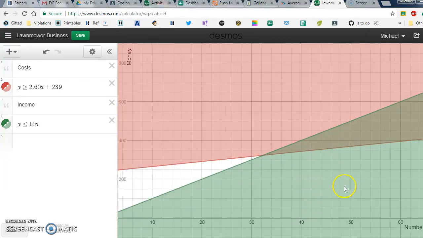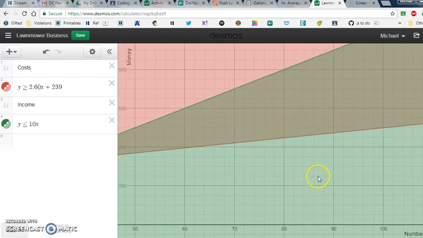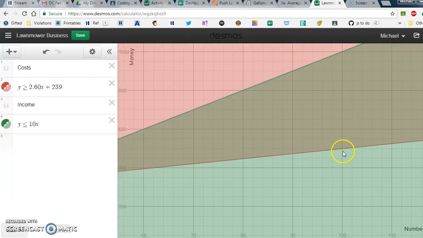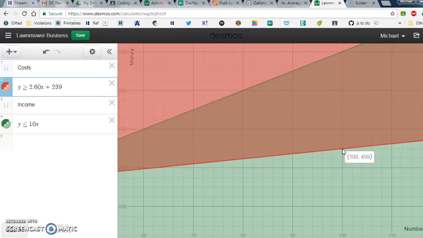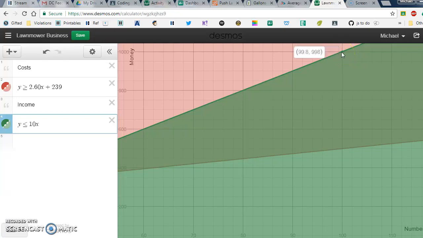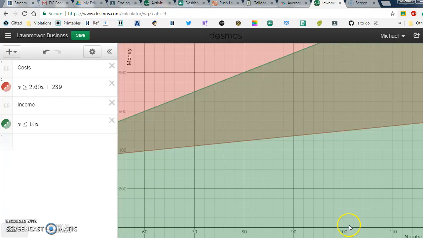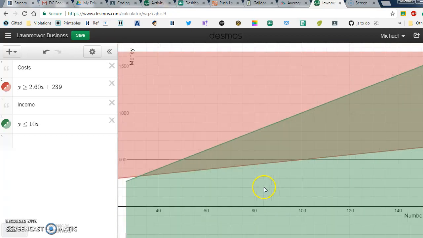Now, notice that this gap grows wider and wider, so the more acres I mow, the larger my profit. Way out here at 100 acres, it looks like $499 is the cost for me, but I make 1,000, so I'm going to make $500 if I can mow up to 100 acres. Now, the question is, is it worth it? Do I have enough time to mow 100 acres? Is it worth the toll on my body being out there in the sun? Well, that's up for you to decide, but this is how you do it.